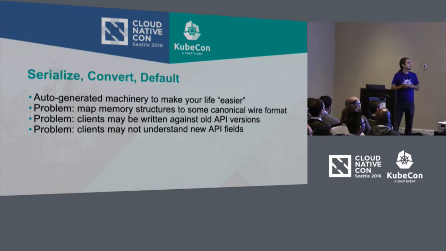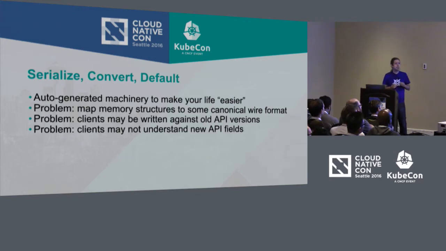For conversion, why do we have conversion? We have old clients, and Kubernetes is infrastructure. People write important clients against it. People write important clients that work with two or three or four older versions of Kubernetes, and we want those clients to continue working. Otherwise, people are not going to be able to upgrade. So that's why we have some conversion machinery. I'm going to talk more about these in the next slides.